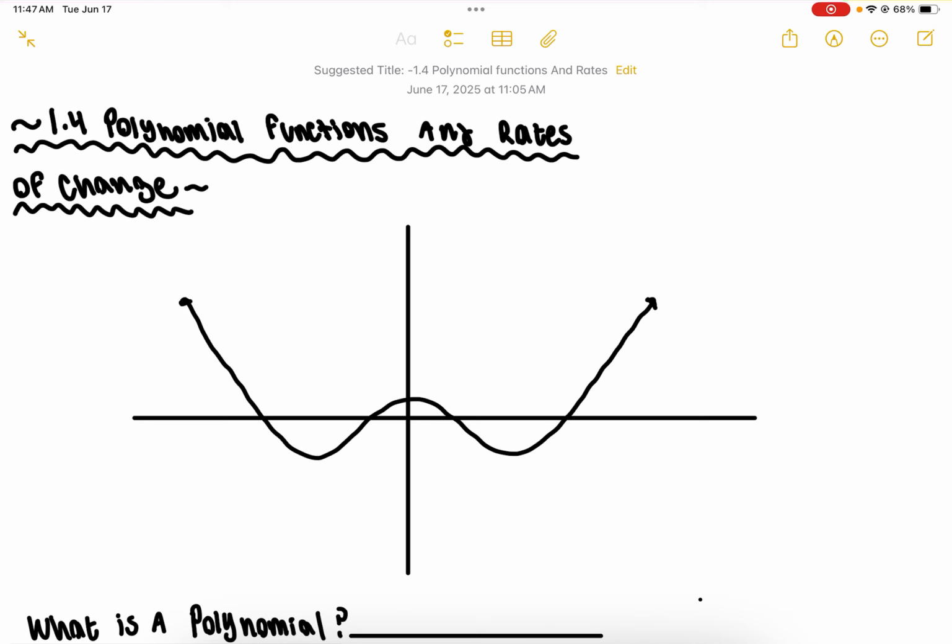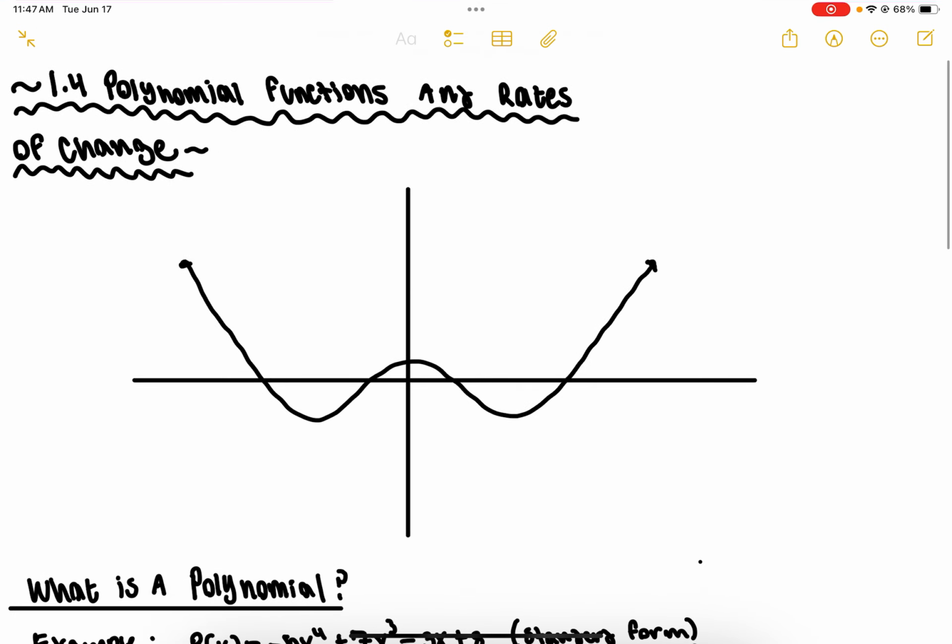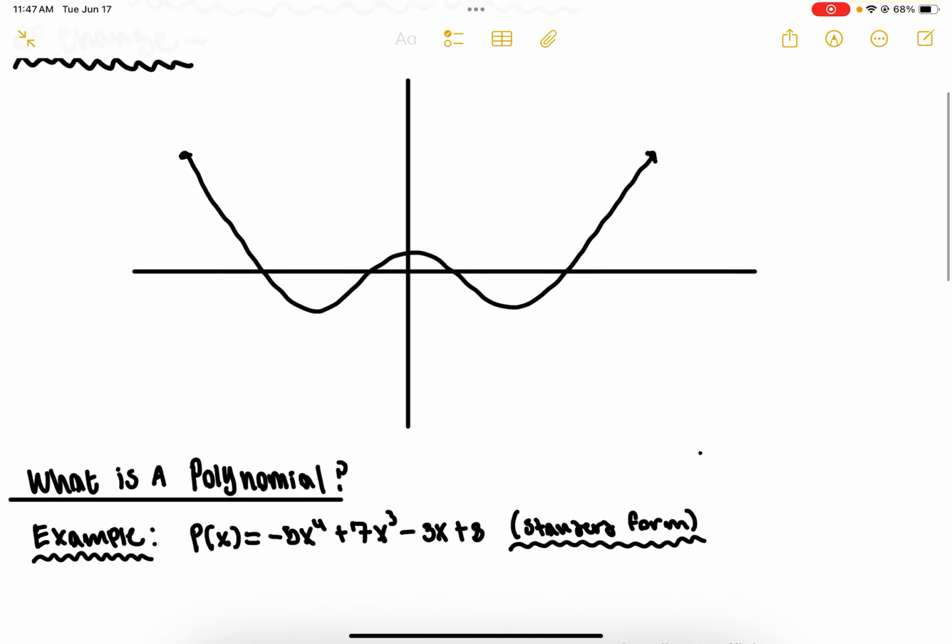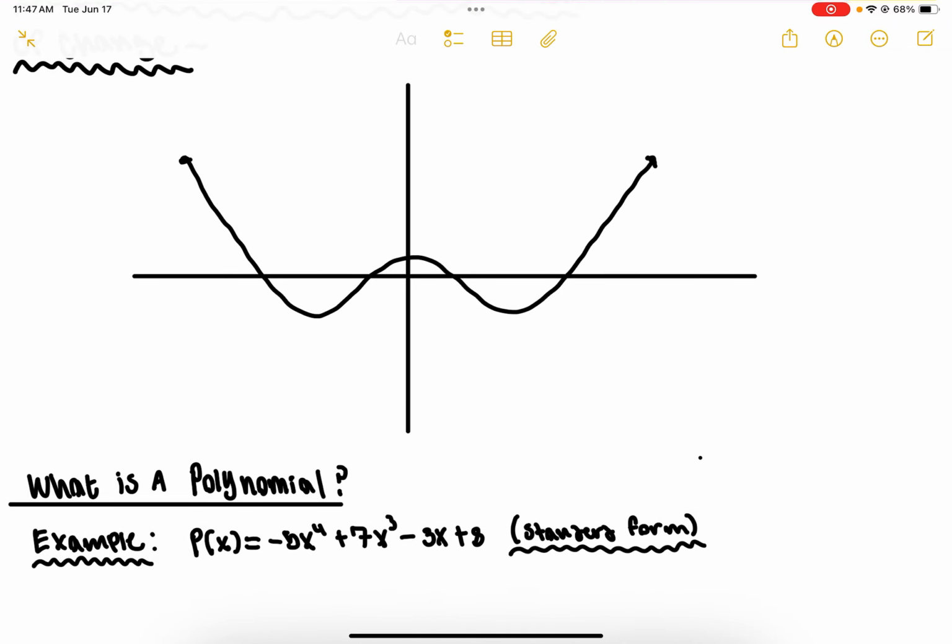Today we're going to be going over Notes 1.4 in the AP Pre-Calculus curriculum, polynomial functions and rates of change. You're probably wondering, what is this graph? Well, this is a polynomial graph, and let's start talking about it. You're probably wondering, what is a polynomial? Well, here's an example of a polynomial. It's basically a function that is raised to different powers.